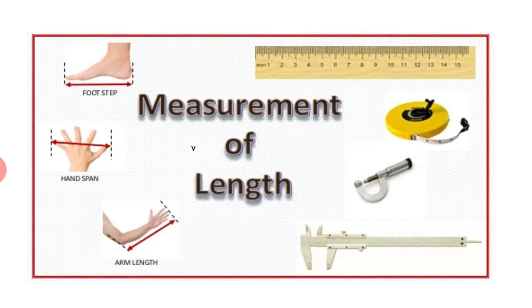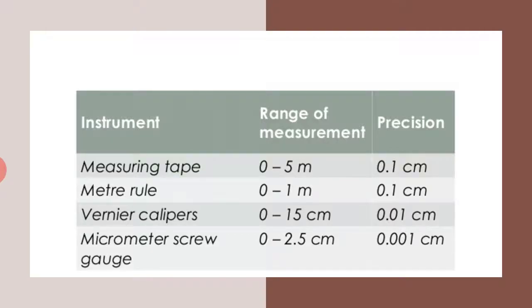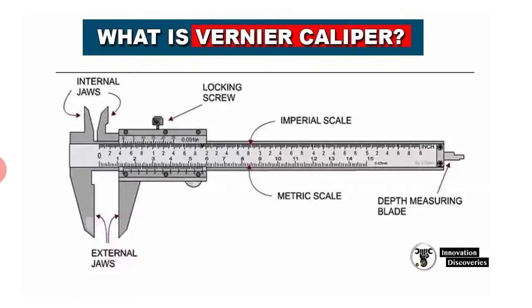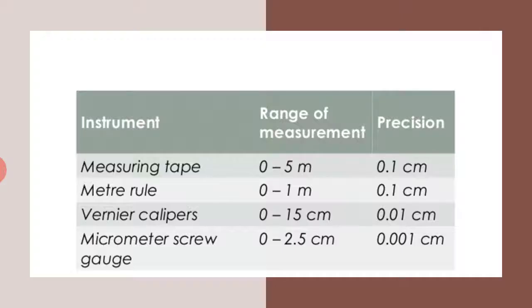These three ways are the previous, or you can say the oldest ways of measurement, and now we measure through a scale, measuring tape, vernier caliper, or a screw gauge. So these are the ranges of measurements. Measuring tape can measure 0 to 5 meter, meter rule can measure 0 to 1 meter, calipers can measure 0 to 15 centimeter, and screw gauge can measure 0 to 2.5 centimeter. That is it for today's topic.